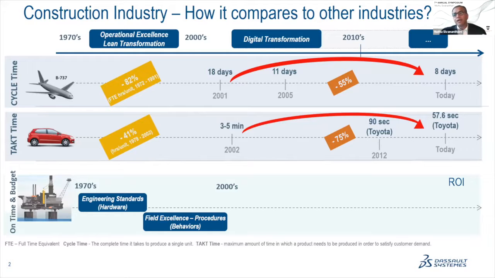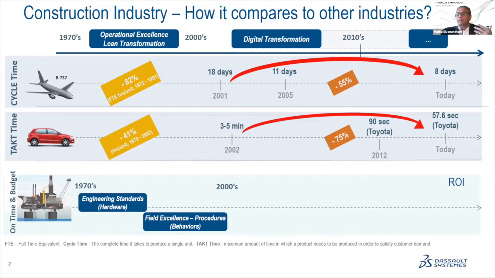And cycle time, a similar measure in the aerospace industry, they're able to crush it up to 55% in the last 2 decades. And as a result, Toyota is able to put out a car every 58 seconds, and Boeing is able to produce a 737 once every 8 days.